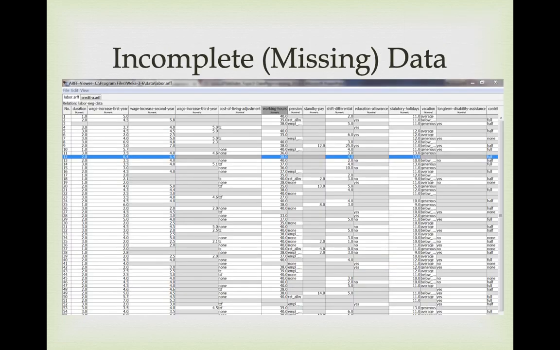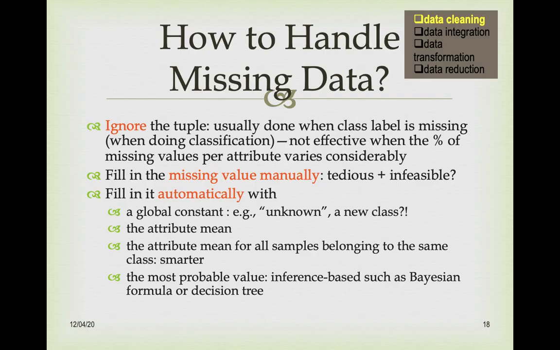The missing data may need to be inferred. Okay. So this is the example for incomplete or missing data, with a wage increase in the third year and also cost of living adjustment. Yeah, this is the example of incomplete or missing data.